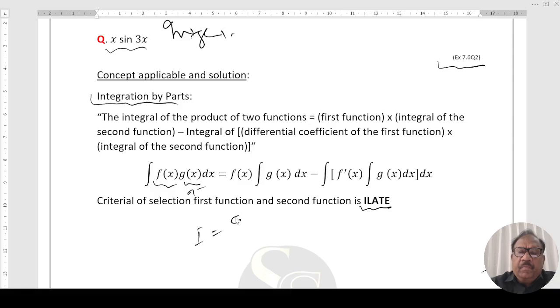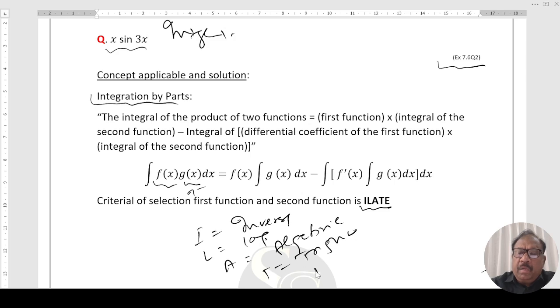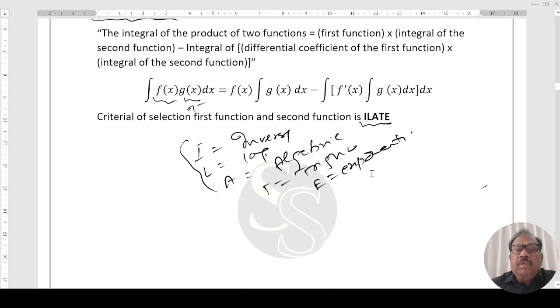I for inverse trigonometric, L for logarithmic, A for algebraic, T for trigonometric, and E for exponential. These are the criteria of selection of the first function. Whichever comes first, that will be the first function in integration by parts.